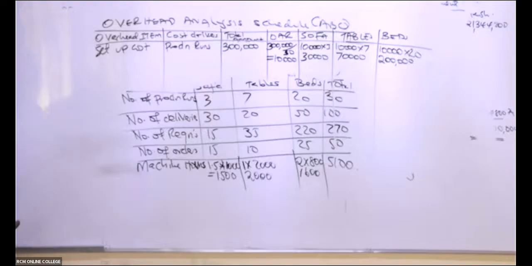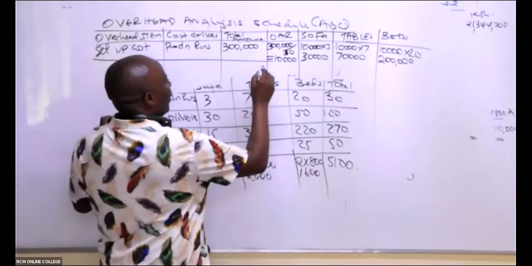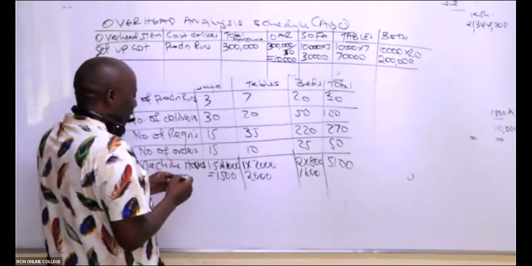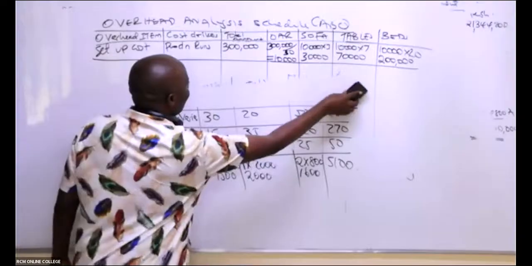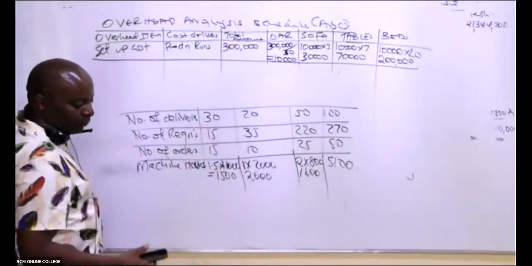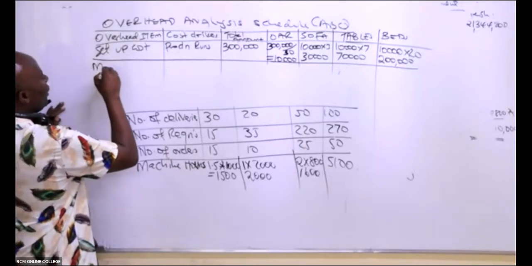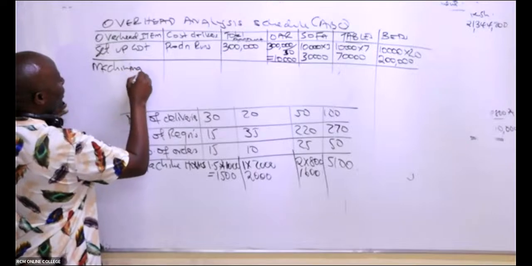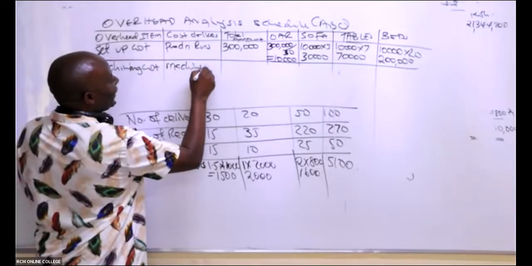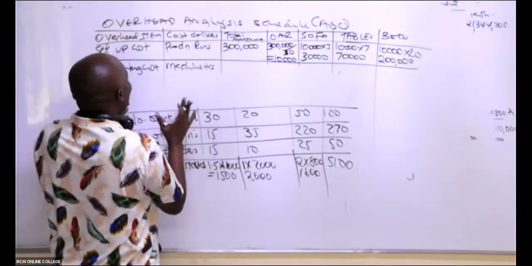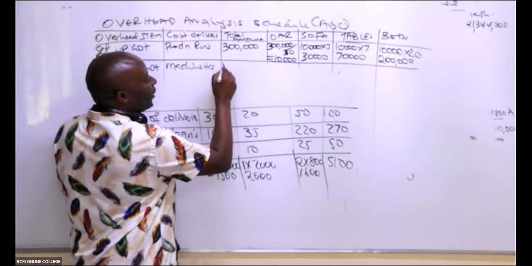So please, let's straight away go to the second overhead item. The second overhead item that we have there is known as who? Machining. So they want us to absorb machining costs. What is the cost driver? Machine hours. How much is the total amount for machining cost? 1.2?